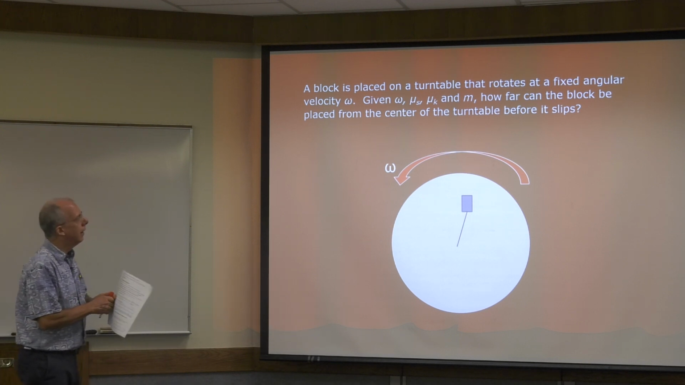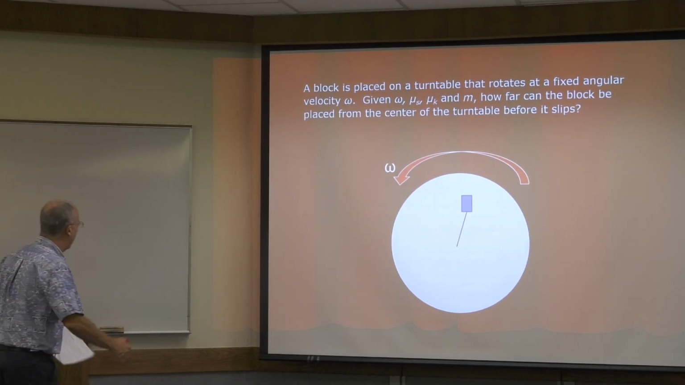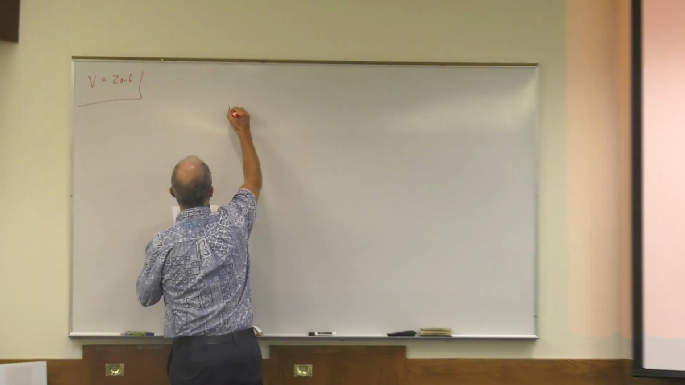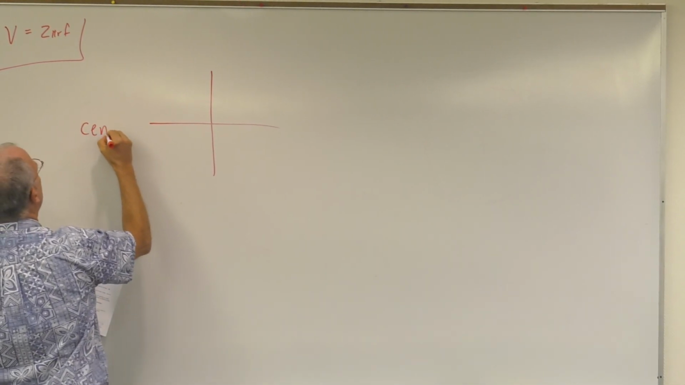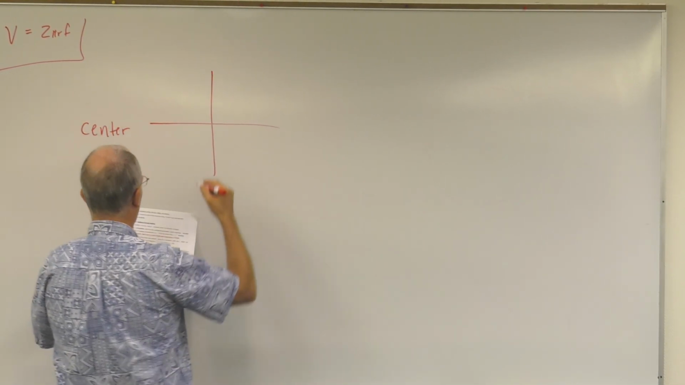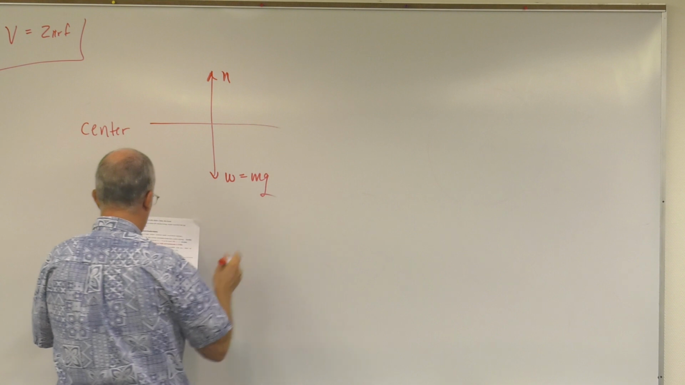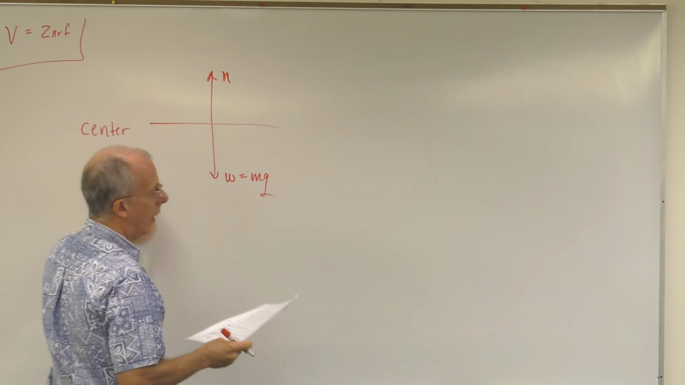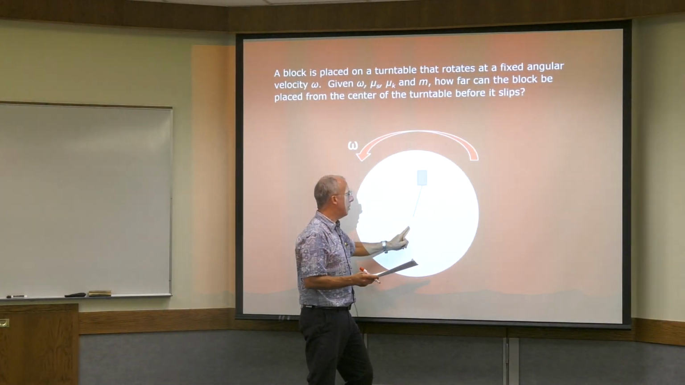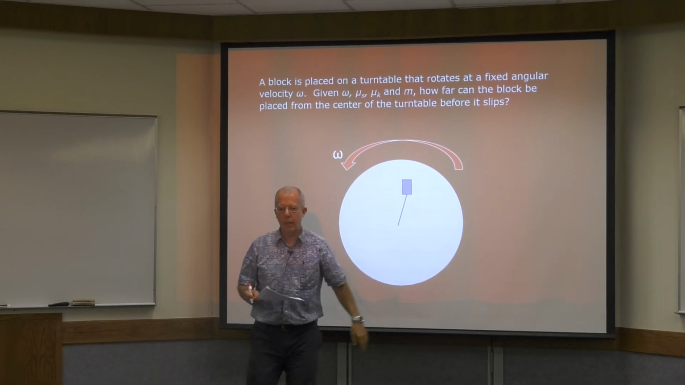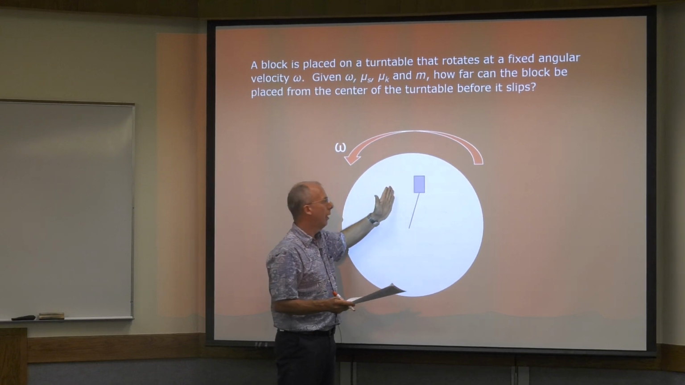Okay, so let's do it. First step, force diagram. No surprise there. This is the center of the circle. This is the normal force, that's the weight. Now, what is holding this block in place? Why isn't it sliding off somewhere? In other words, if this were ice, would the block stay put? Probably not.